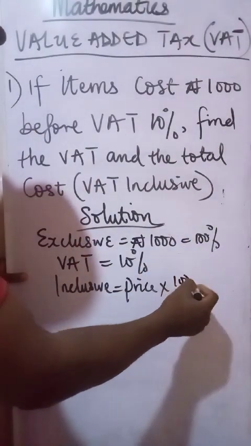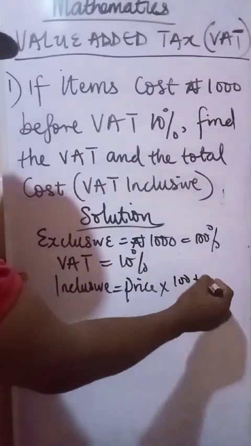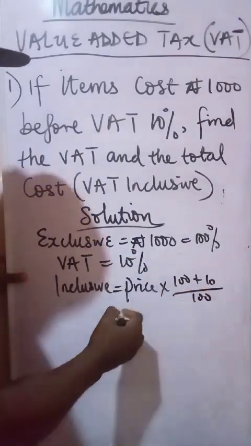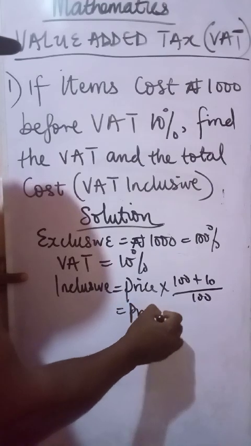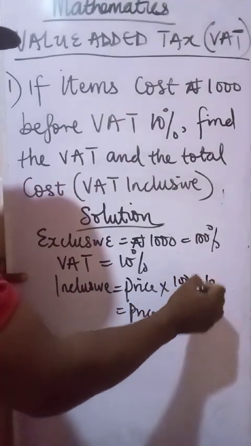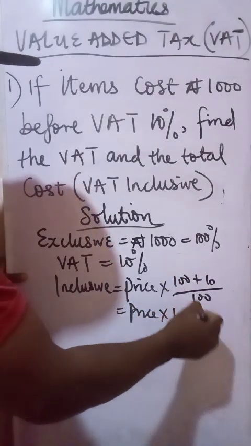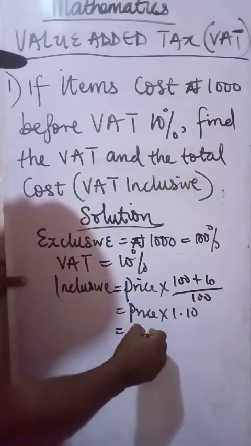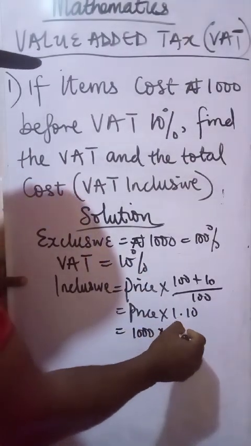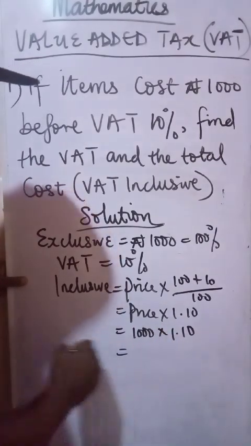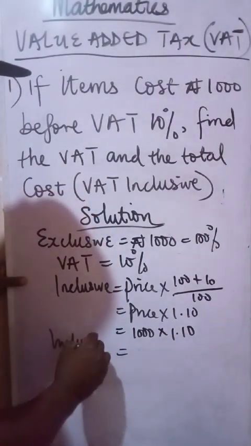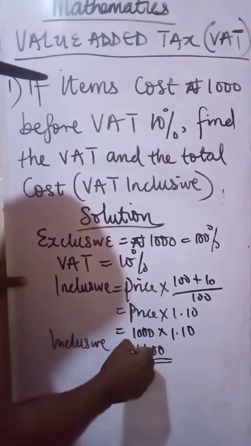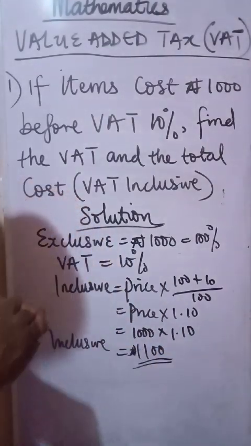That is 100 plus, we are including VAT now because that is inclusive, plus 10 all over 100. So I have price times what? If I solve this, 110 divided by 100 will give me 1.10. Now the price here is 1,000 times 1.10. Inclusive will give me 1,100 naira. Thank you.